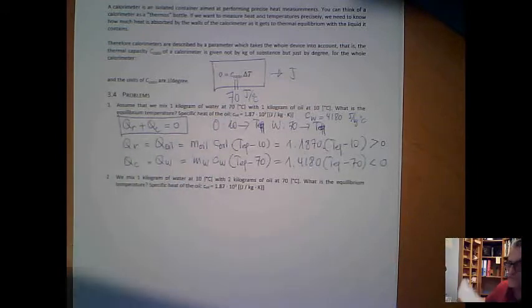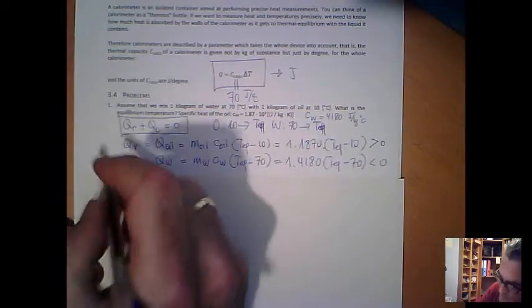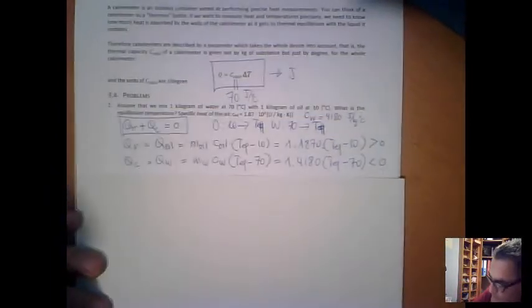And now, if you don't mind, we continue on the left page. I will continue here, because I don't have space.